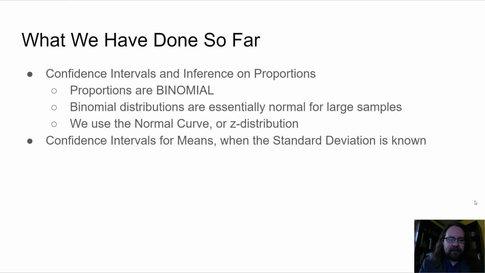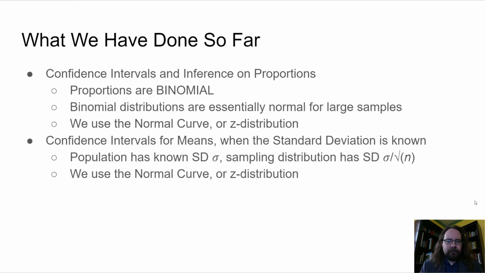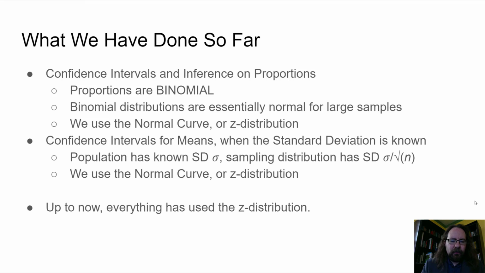We have also recently, last week, done confidence intervals for means when the standard deviation of the parent population is actually known to us. When the population had a known standard deviation sigma, the sampling distribution had a standard deviation of sigma divided by the square root of our sample size. We were also able to use the normal curve, or z-distribution, because we somehow magically knew what the standard deviation of the parent was. So, in summation, up to now, everything we have done has used the normal curve, or z-distribution.